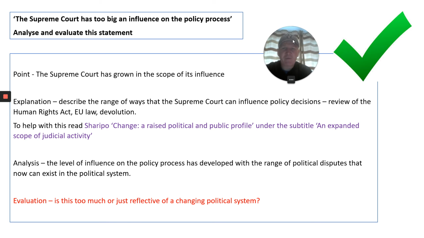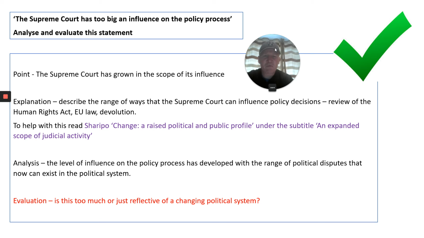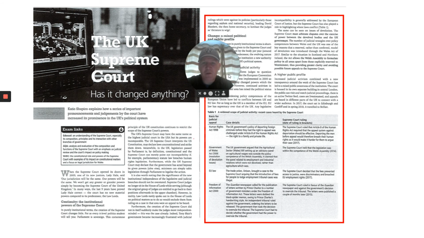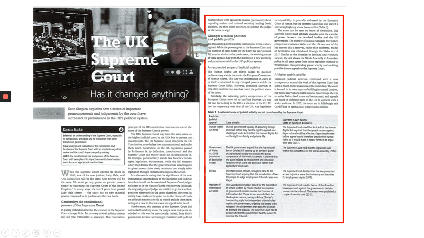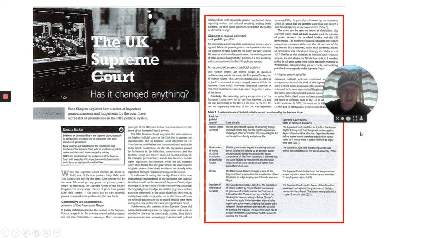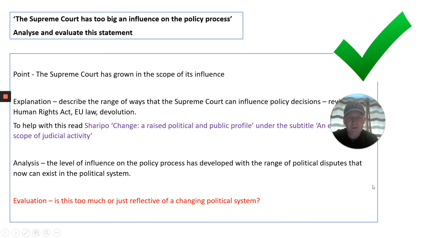So the point we'll be making in favor of this statement is that the Supreme Court has grown its scope of influence. That's an assertion which suggests that it is too influential. Why would that be the case? Well, there's a whole range of different ways it can influence policy decisions based on judicial review, Human Rights Act, EU law, devolution. You've got lots of those examples now, so you can really illustrate this. To help, if you look here in Shapiro's article, has it changed anything? And read on the second page, change with a more raised political and public profile. And down here with the case studies, you've got some excellent examples here to support what you're saying about the Supreme Court growing in its scope of influence.